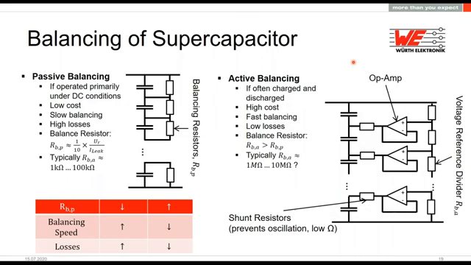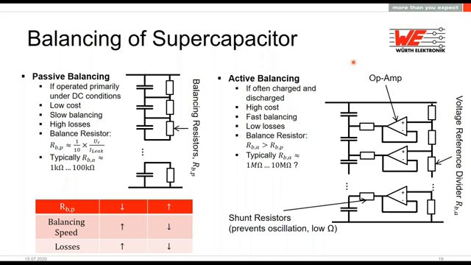To prevent this, it's necessary to balance the charge for the supercapacitors. There are two possibilities to set up balancing. You can do it passive or active. Passive you can use if operated primarily under DC conditions. It's quite low cost, and it's also really slow. Also, it has high losses.